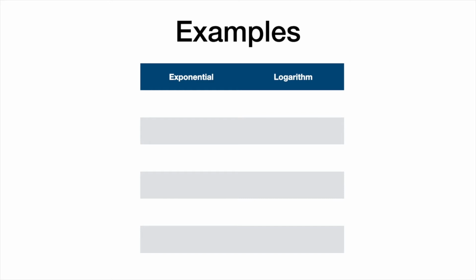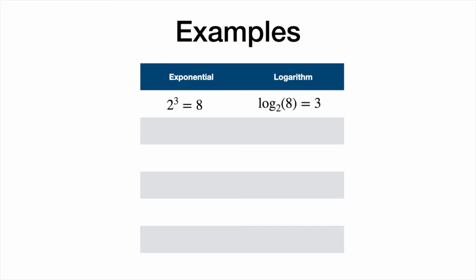Now we're going to look at some example expressions of exponentials and their equivalent expressions with logarithms, just to give you a better feel for the relationship between them. To start out, we have the exponential 2 to the third equals 8. 2 times 2 times 2 is 8. The equivalent logarithm is log base 2 of 8 is 3.